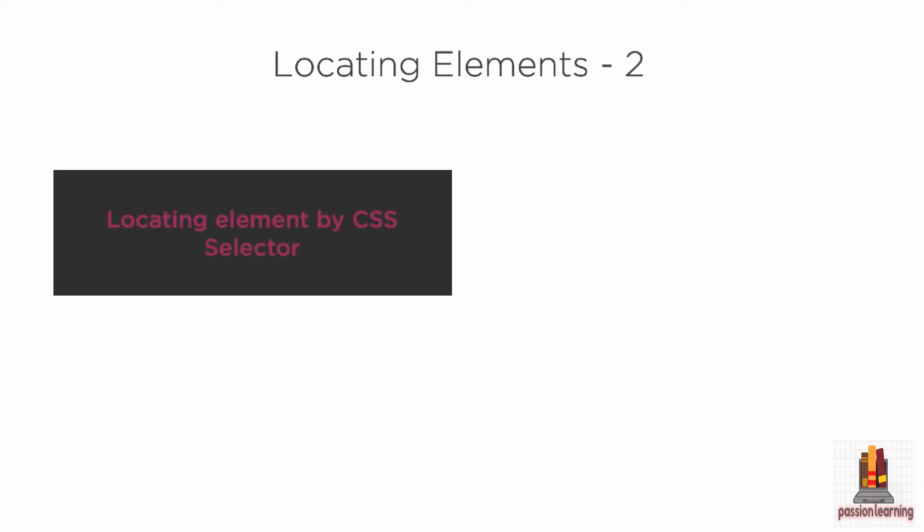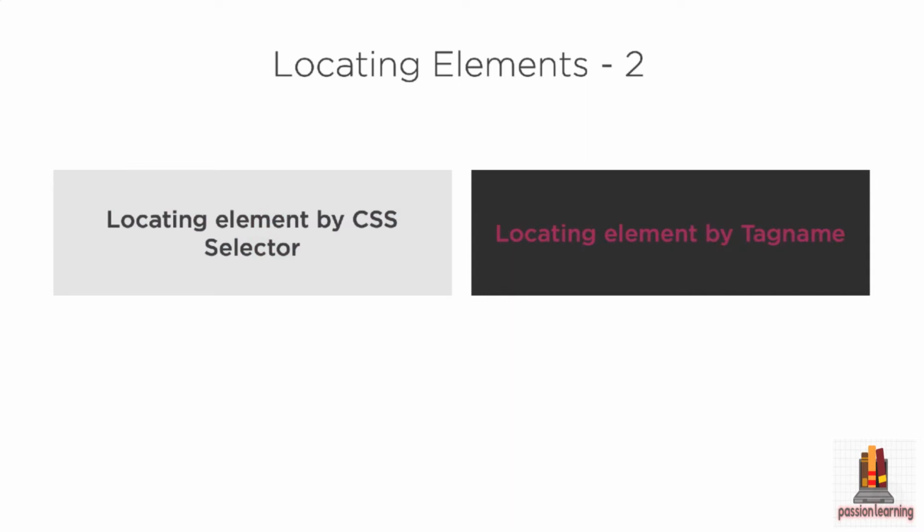Locating elements by CSS Selector. This method is used when you want to locate an element by CSS Selector syntax. A CSS selector is a combination of an element selector and a value which identifies the web element within a web page. They are string representations of HTML tags, attributes, ID, and class.